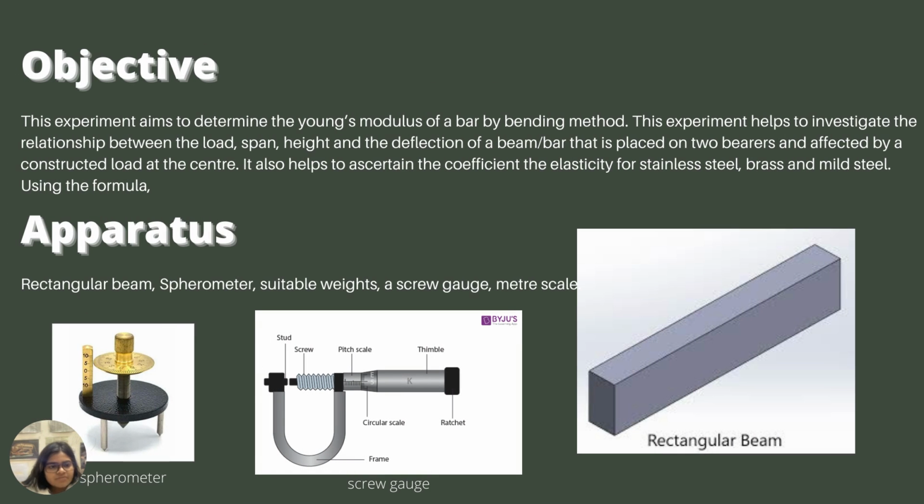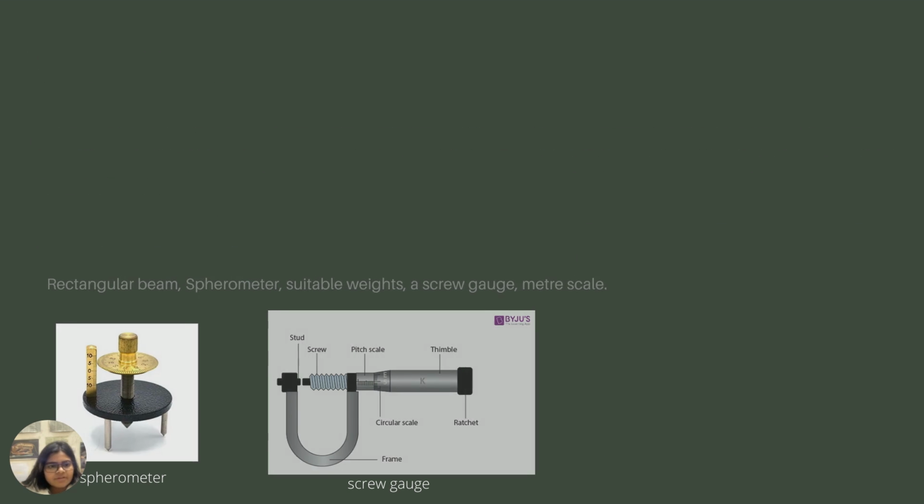Now, for the object, the experiment aims to determine the Young's modulus of a beam by the bending method. We will be finding the Young's modulus for the beam that we have. The required apparatus are a spherometer, screw gauge, and rectangular beam, whatever we required.